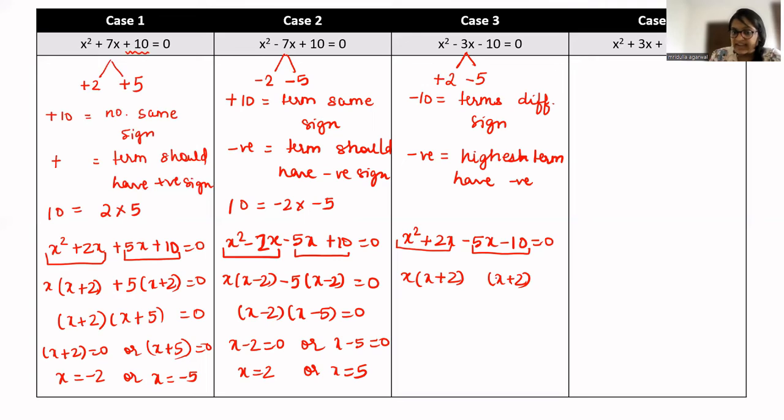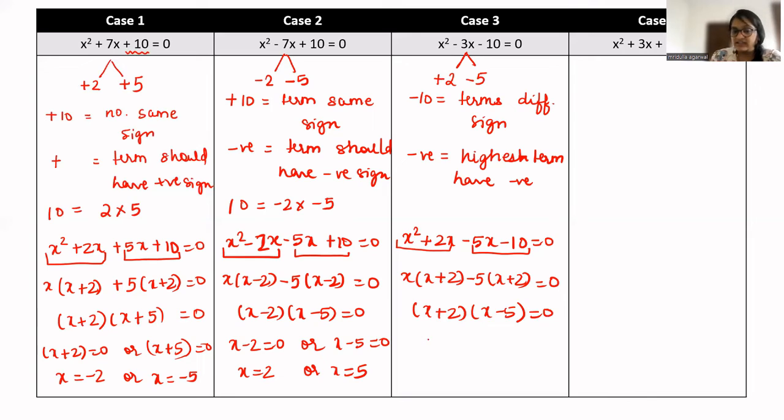Now from this, already x is taken outside. So it is -5. We'll check. Am I getting -10 or not? So -5 into 2 is -10. So I have taken it correctly. Okay. So the 2 brackets were x plus 2 and x minus 5.